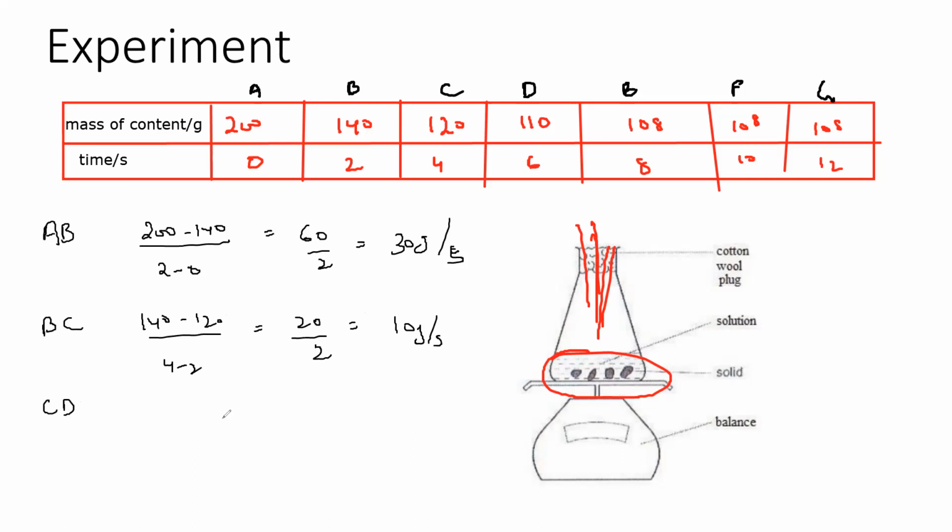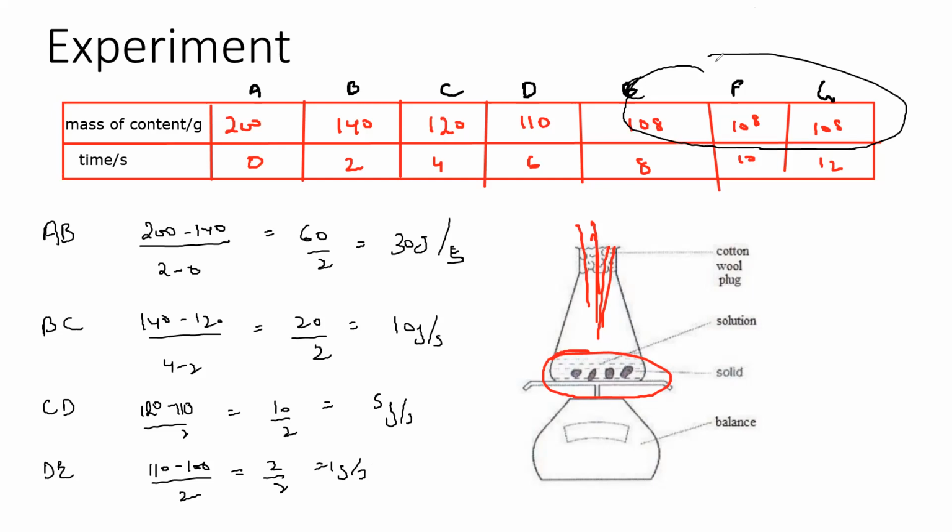From C to D, it is 120 minus 110 divided by 2, so it is 10 divided by 2, which is 5 grams per second. Then from D to E, it is 110 minus 108 divided by 2, the time interval. So it is 2 divided by 2, 1 gram per second. And the last part, because there is no change from E to F and F to G, the rate will be 0 grams per second.